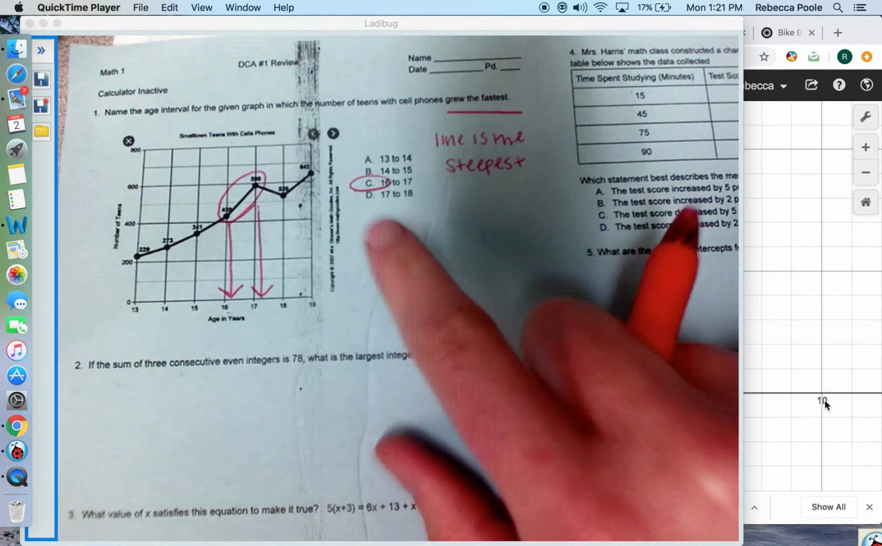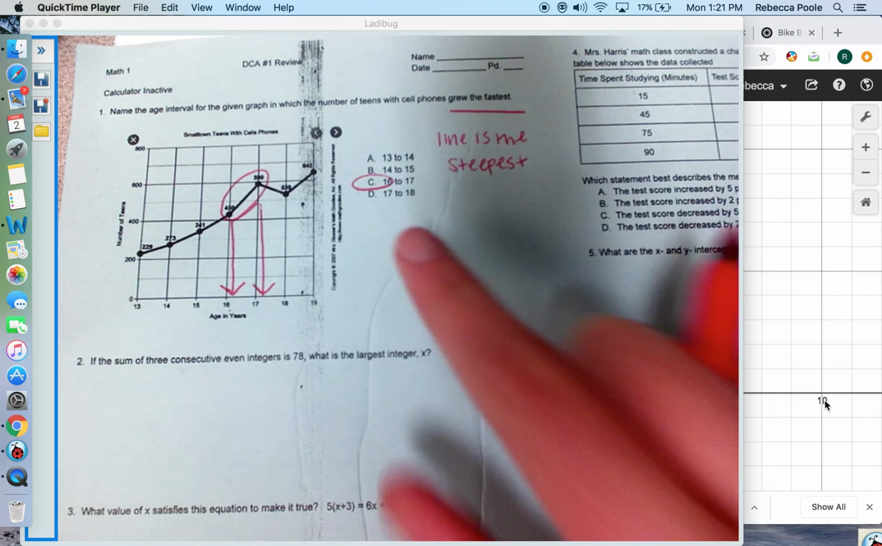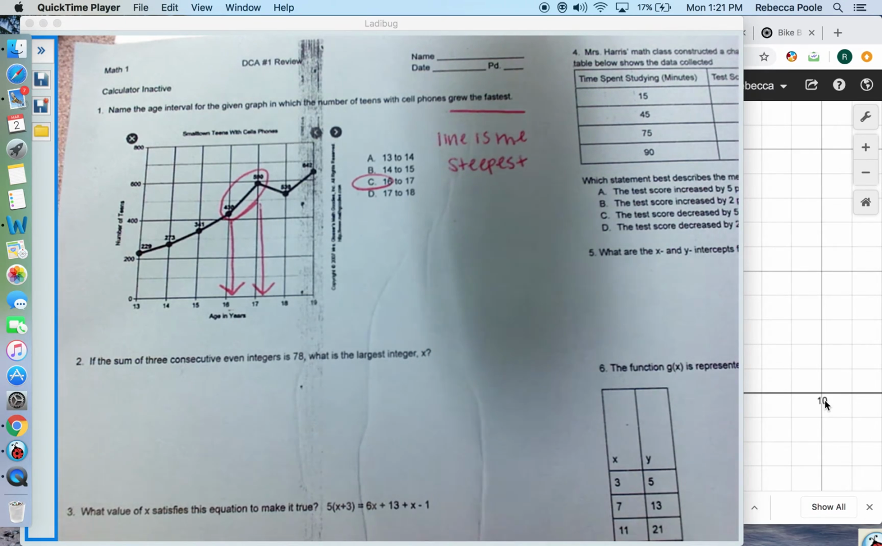So number 1 is super easy. No one missed this one. You guys got that one. You learned how to do that in like 5th grade.